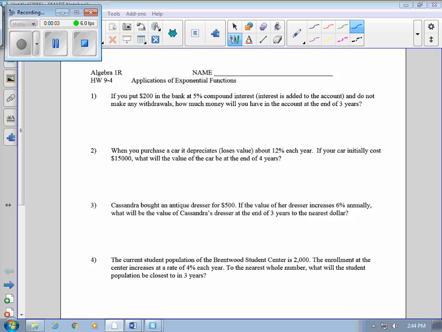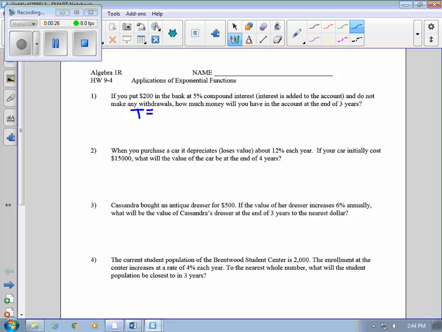We're in Algebra 1R, homework 9-4, applications of exponential functions. So we're going to take a look at the odds. Number one, we're going to read: if you put $200 in the bank at 5% compound interest, interest is added to the account, and you do not make any withdrawals, how much money will you have in the account at the end of 3 years? So we're going to go ahead and make sure we write our initial problem here.